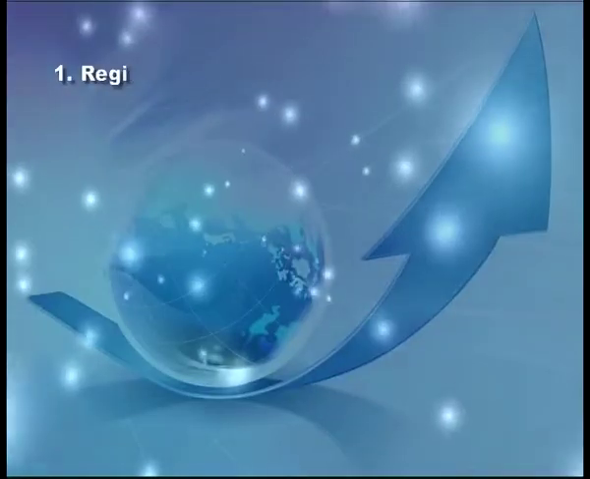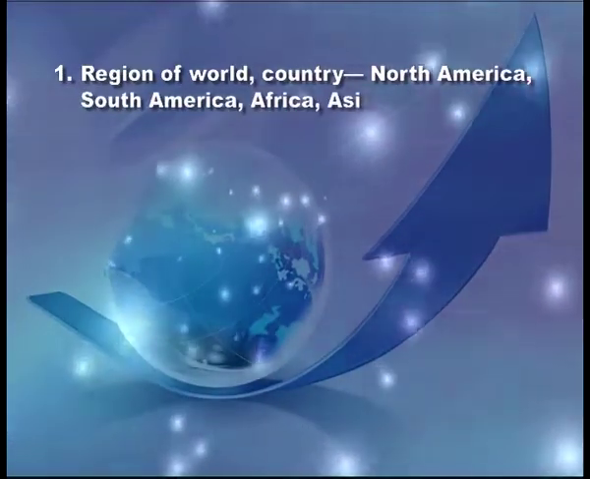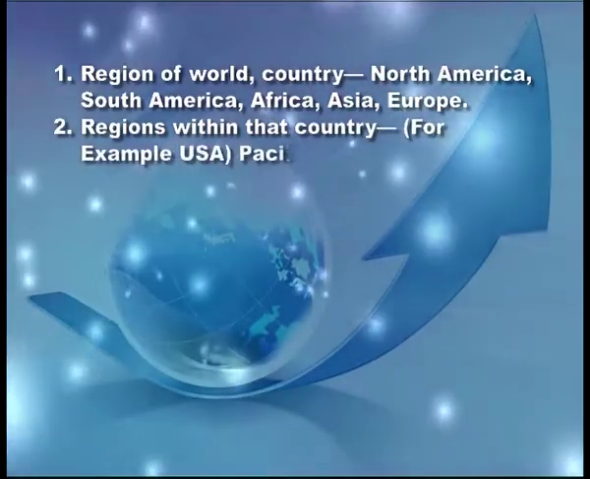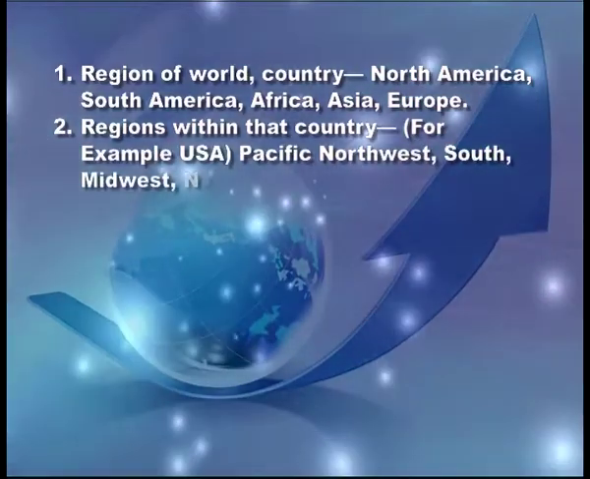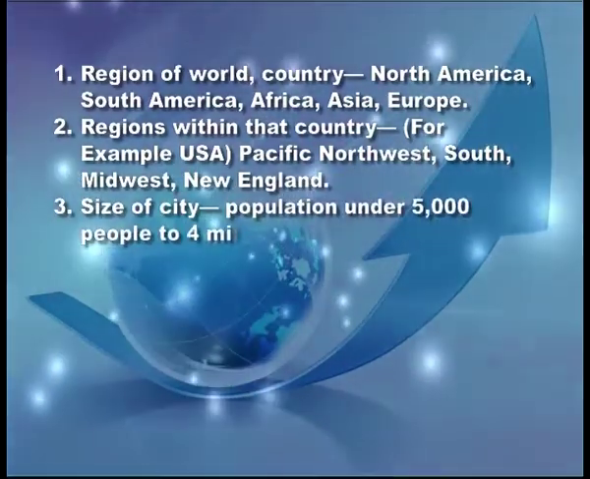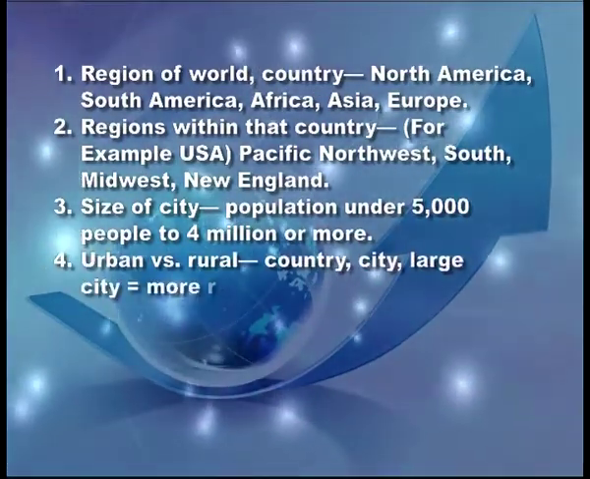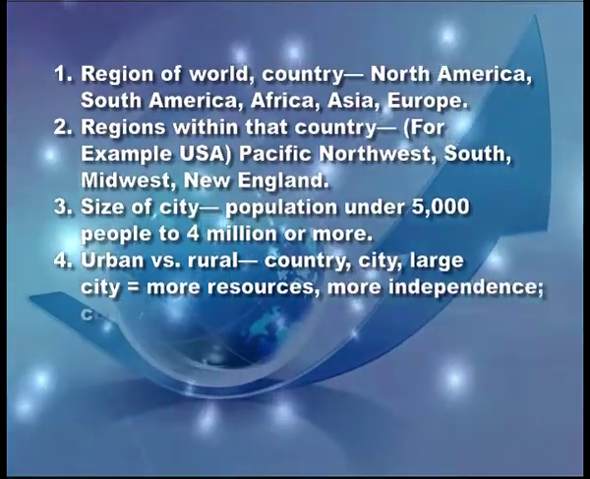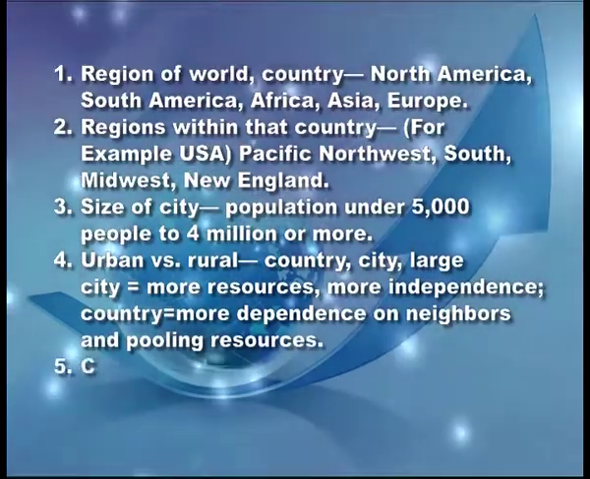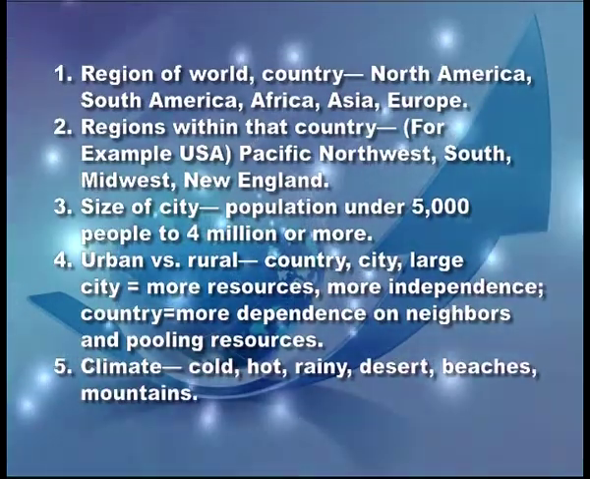Geographic location. 1. Region of world, country: North America, South America, Africa, Asia, Europe. 2. Regions within that country, for example, USA, Pacific Northwest, South Midwest, New England. 3. Size of city: population under 5,000 people to 4 million or more. 4. Urban versus rural: country, city, large city equals more resources, more independence. Country equals more dependence on neighbors and pooling resources. 5. Climate: cold, hot, rainy, desert, beaches, mountains.